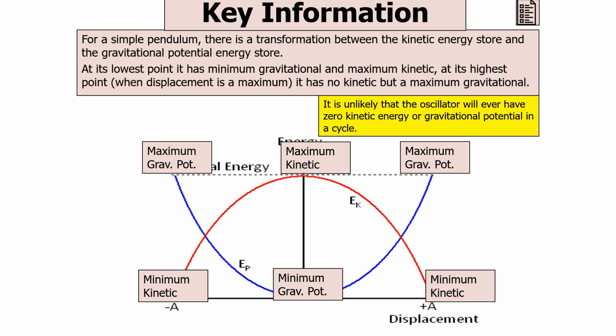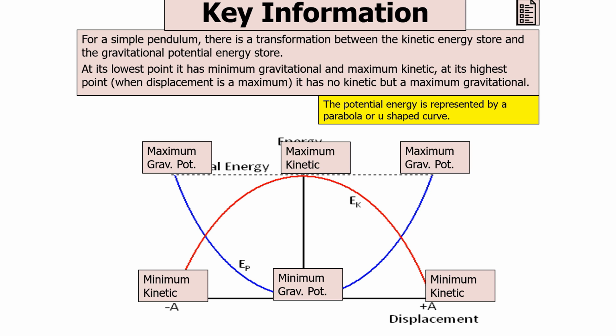Now, it is unlikely that an oscillator will ever have truly zero kinetic energy or gravitational potential energy in a cycle. The potential energy is represented by a parabola or a U-shaped curve, whilst the kinetic energy is represented by an inverse parabola or an N-shaped curve.